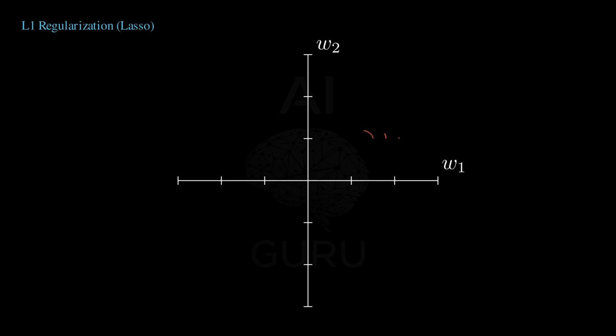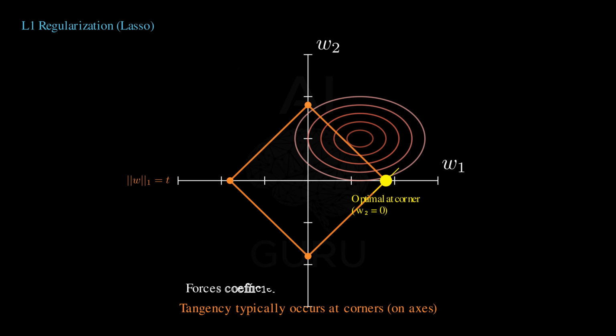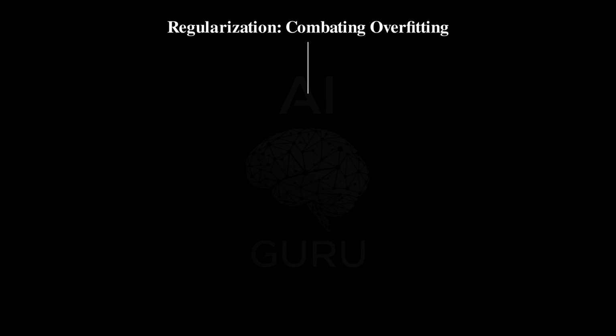And L1. L1 regularization, R1 equals lambda times the sum of the absolute value of wi. This penalty is based on the sum of the absolute values of the weights. L1 has a unique property. It encourages sparsity. It drives many less important weights precisely to zero. Why would we want weights exactly at zero?